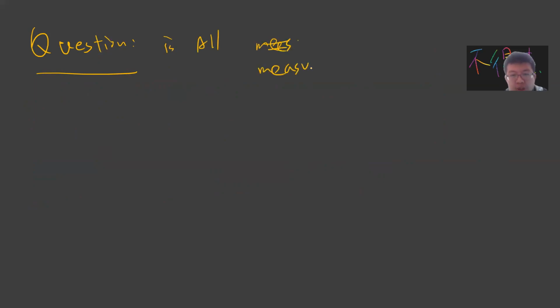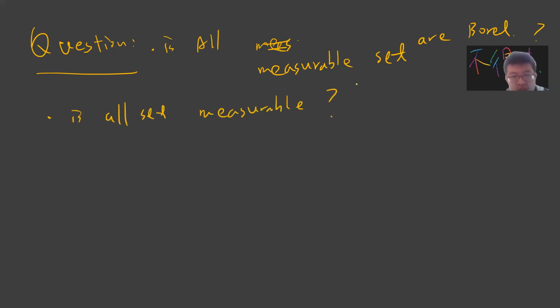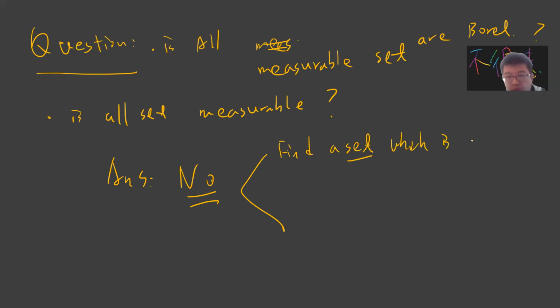Okay, so the question we should obviously ask is: question one, are all measurable sets Borel? And the second question is, are all sets measurable? If you're working with the Lebesgue measure, then the answer to both of these questions is no. Basically, you can find a set which is non-measurable.